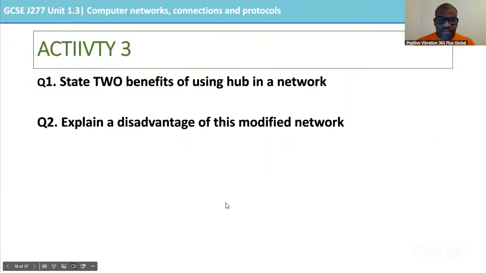All right. So my follow-up question would be to tell me two benefits of using the hub in the network. What would be two benefits? Anybody can answer. Come on, guys, let's do it. The clock is running down.